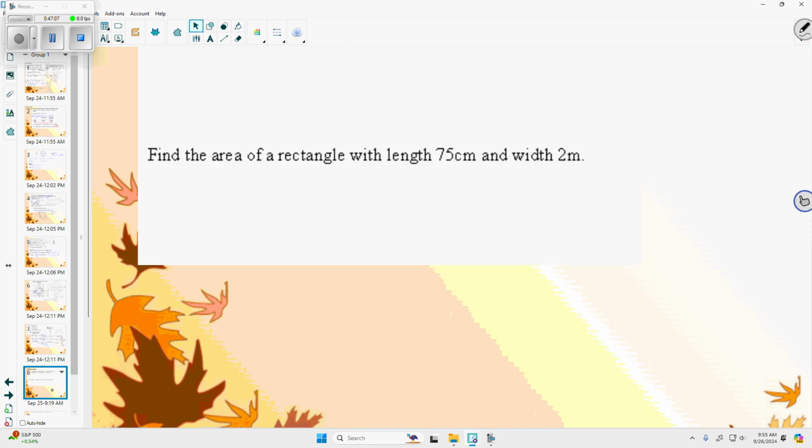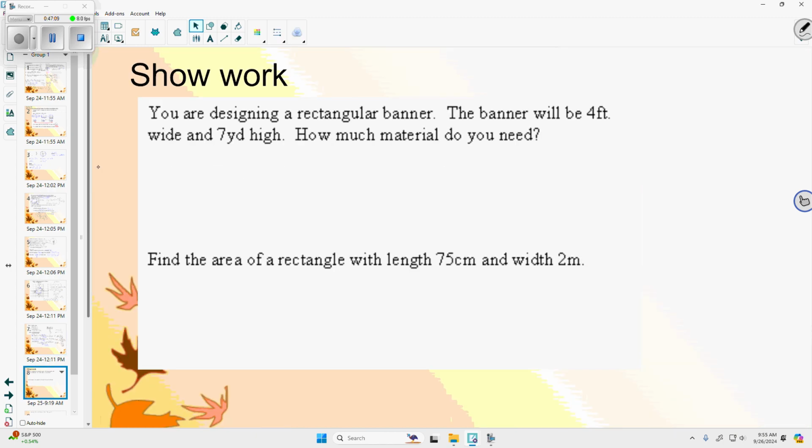Why do I need that? Because we're going to go to the next page where we have problems like you are designing a rectangular banner, and the banner will be 4 feet wide and 7 yards high. How much material do we need?